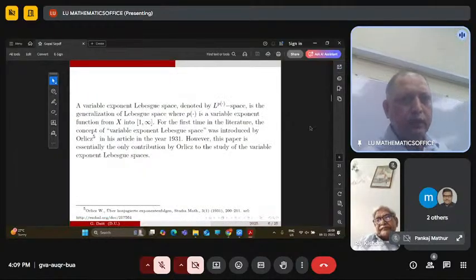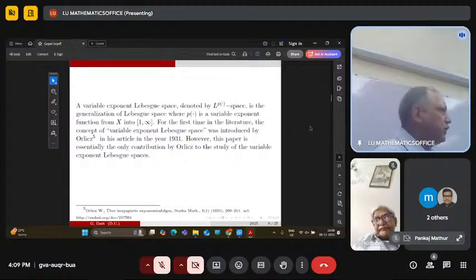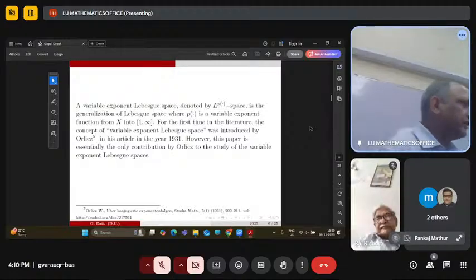so this is a slide about variable Lebesgue spaces. If you see the earliest appearance of this, it came in the work of Orlicz. Orlicz had so many papers, and even the Orlicz space came from his work, but there is only one paper of Orlicz in which this notion of the variable exponent Lebesgue spaces appeared first.